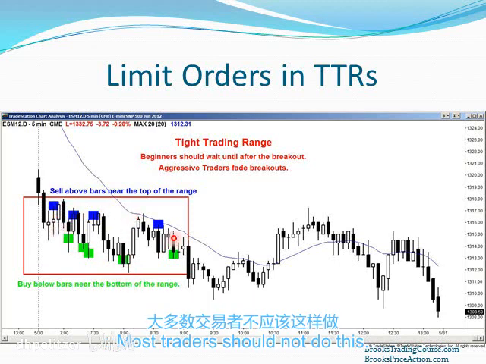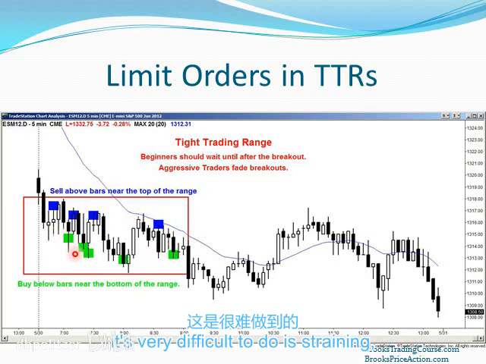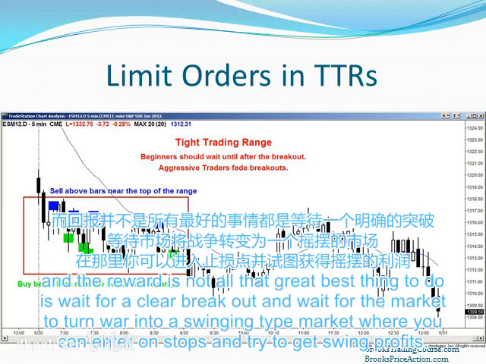Most traders should not do this. It's very difficult to do. It's draining, and the reward is not all that great. Best thing to do is wait for a clear breakout and wait for the market to turn more into a swinging type market where you can enter on stops and try to get swing profits.